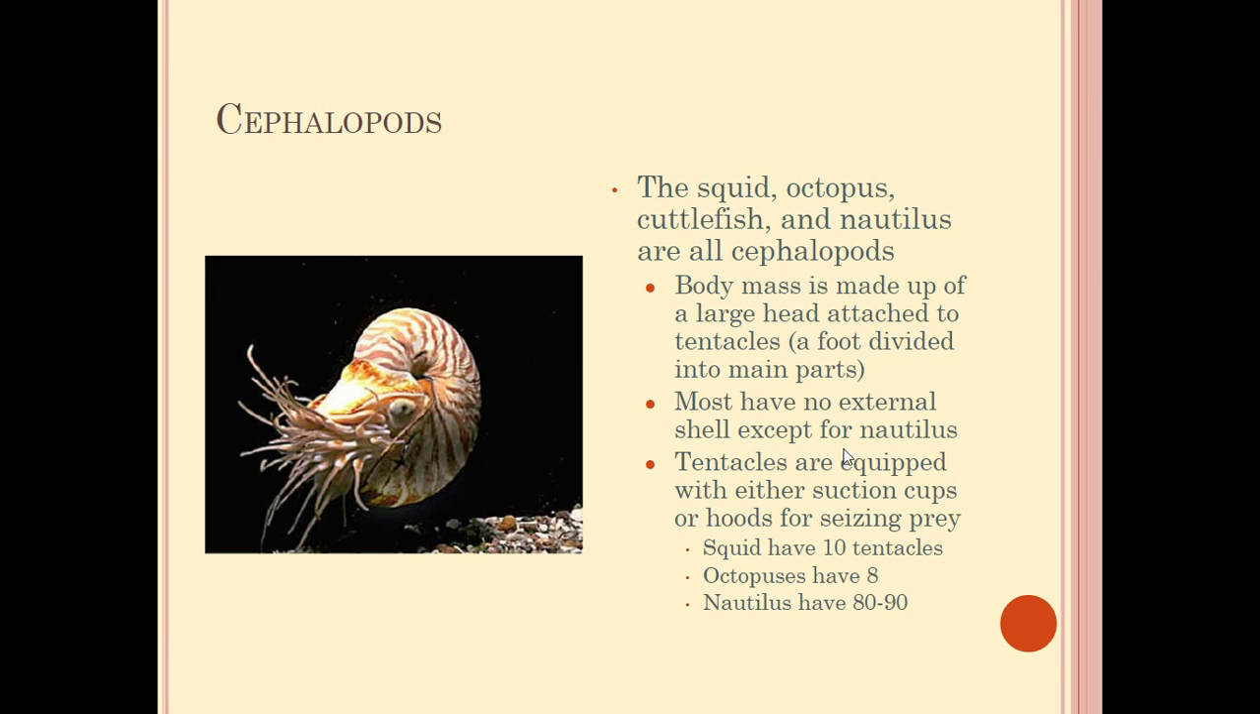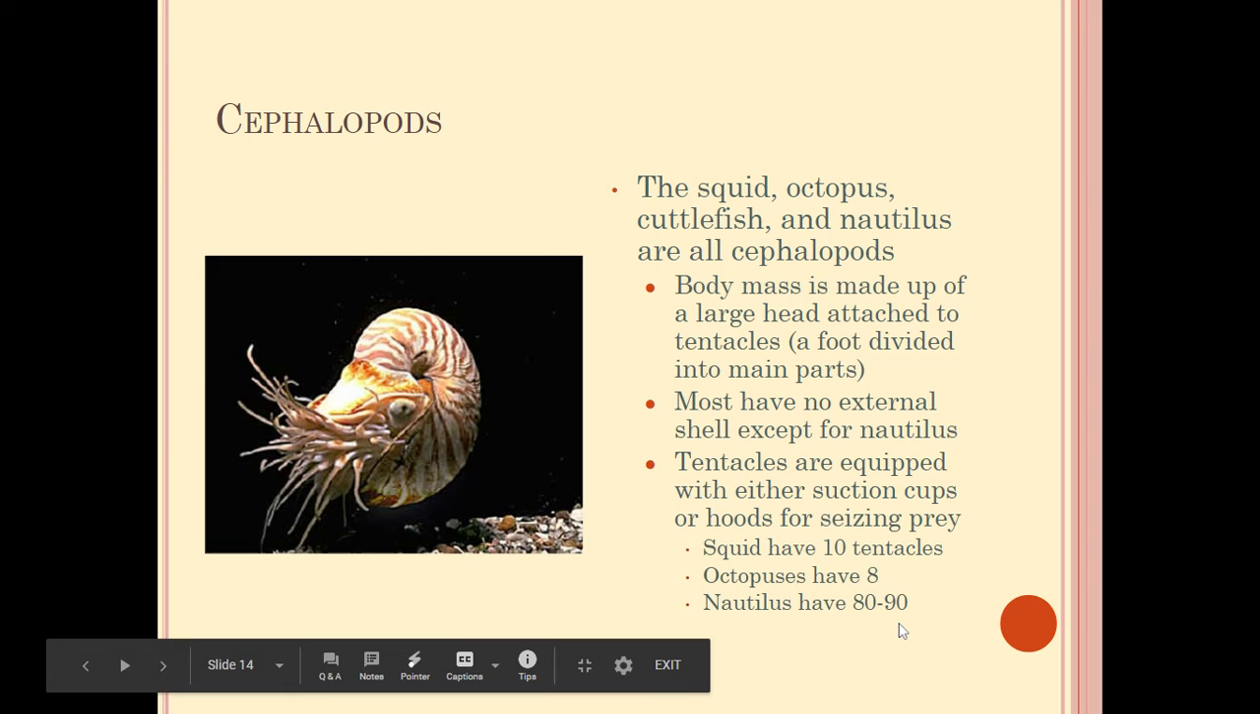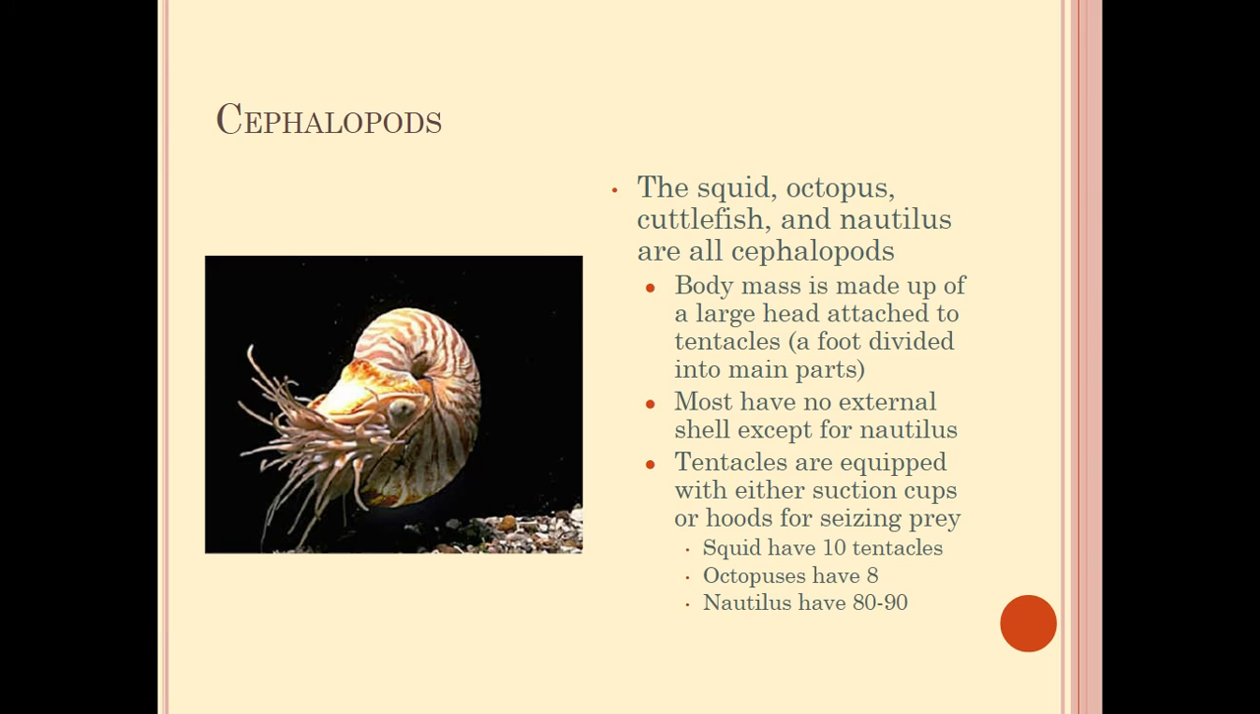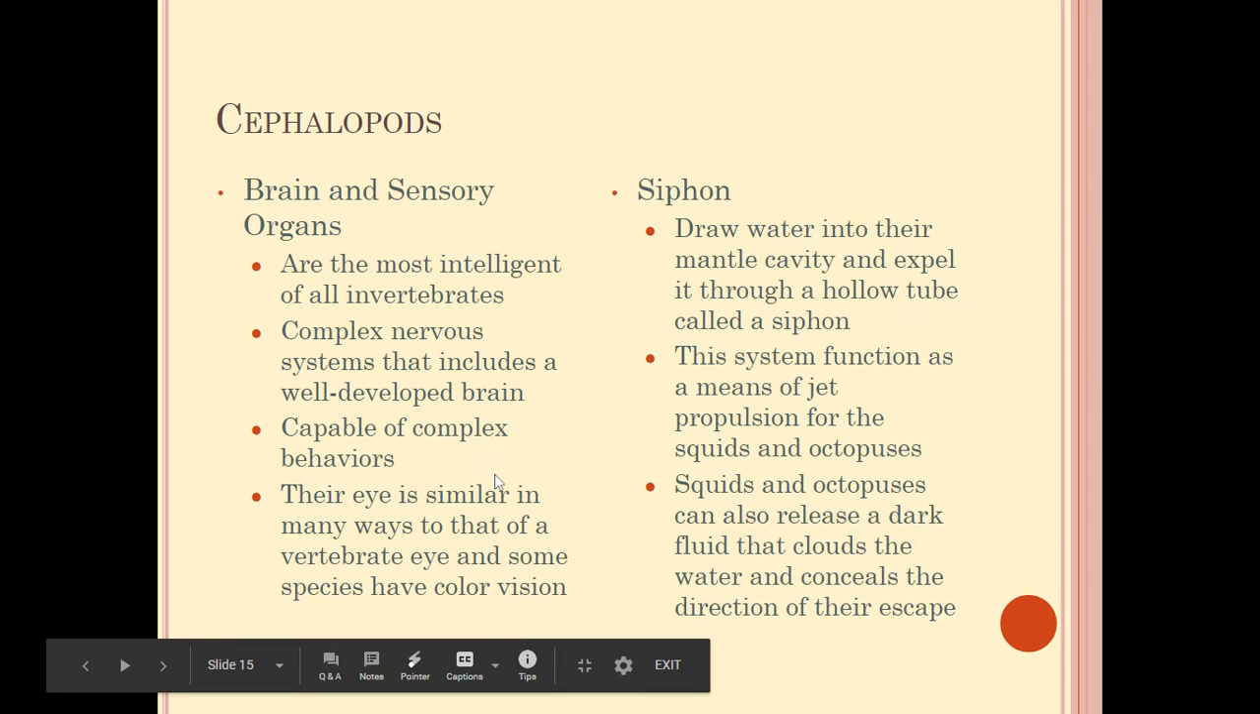Most have an external shell, with the exception of nautilus. These tentacles are unique because of the suction cups, and squid have 10 tentacles, octopus have 8, and nautilus have 80 to 90, and that's what we have pictured here.